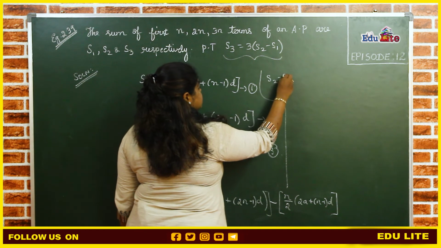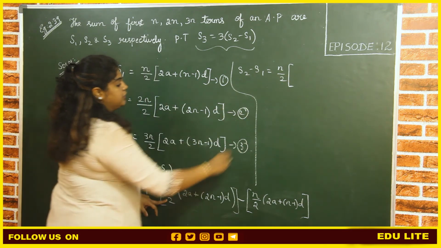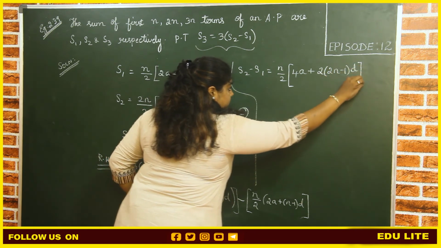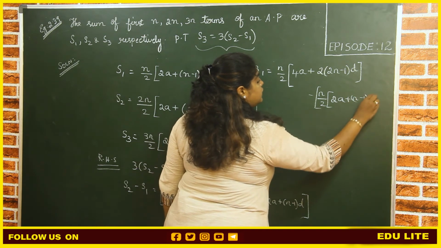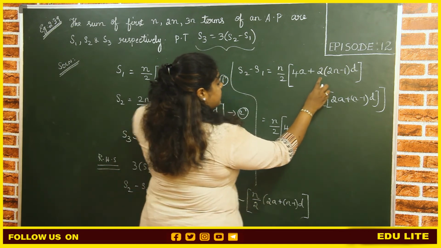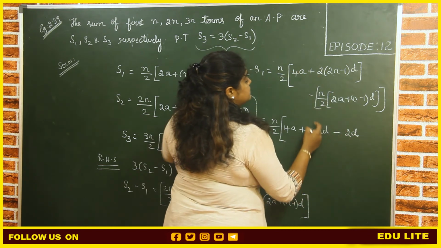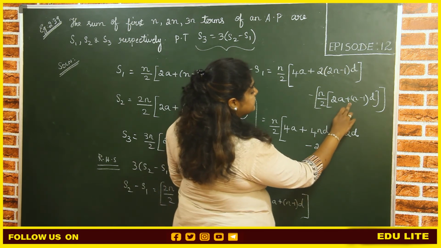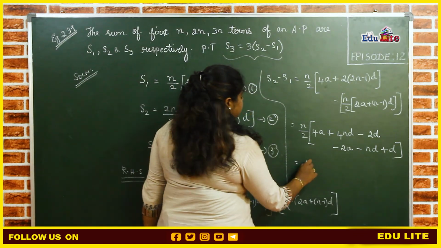Now, we will take this 2 into the bracket within the term. So, S2 minus S1 is equal to n by 2 into this 2. If I take it to this term, it will become 2 into 2, 4a plus 2 into 2n minus 1 into d, minus n by 2, 2a plus n minus 1 into d. Now, n by 2 is common in both the terms, so let us take it outside. The remaining term is 4a plus 2 into 2n, it is 4nd, minus 2 into 1 into d, it is minus 2d. Similarly, we have taken n by 2 outside, therefore the remaining term will be minus 2a, next it is minus nd plus d.